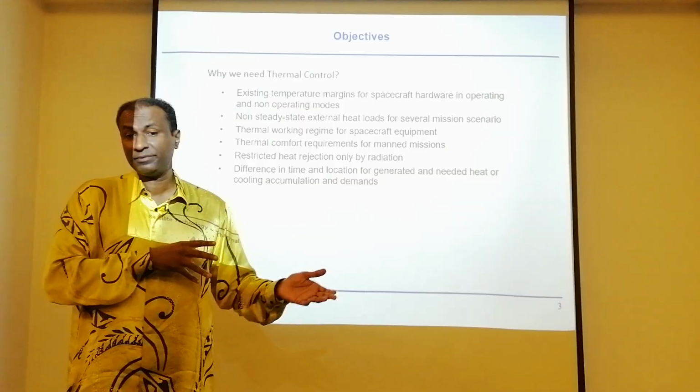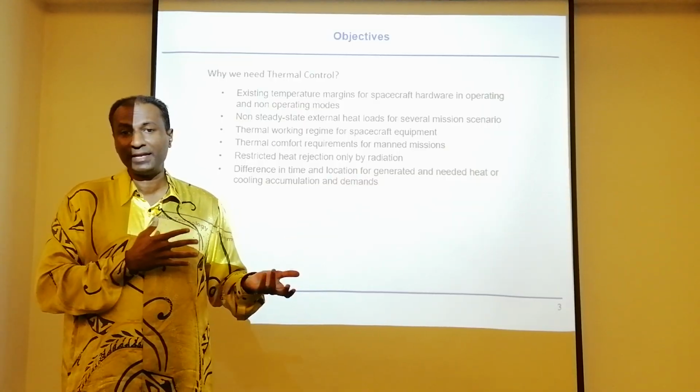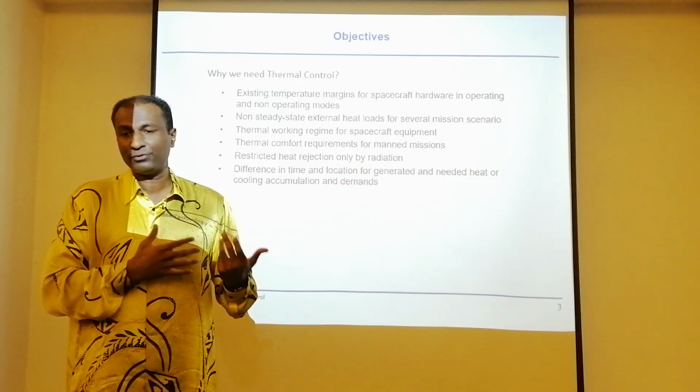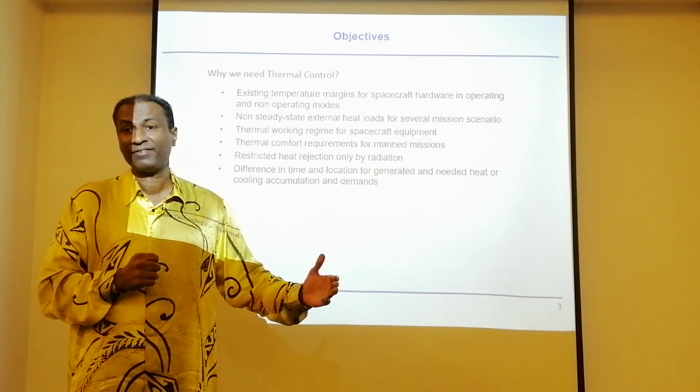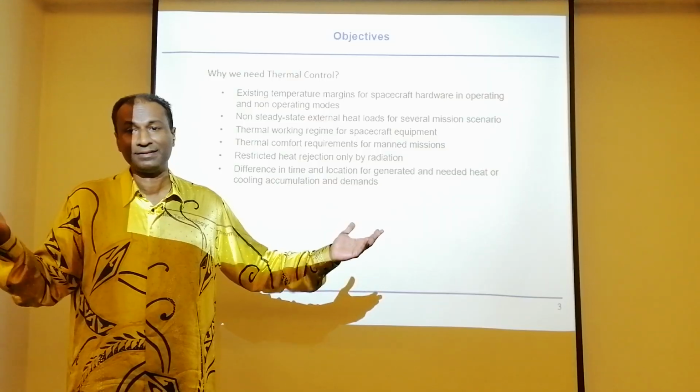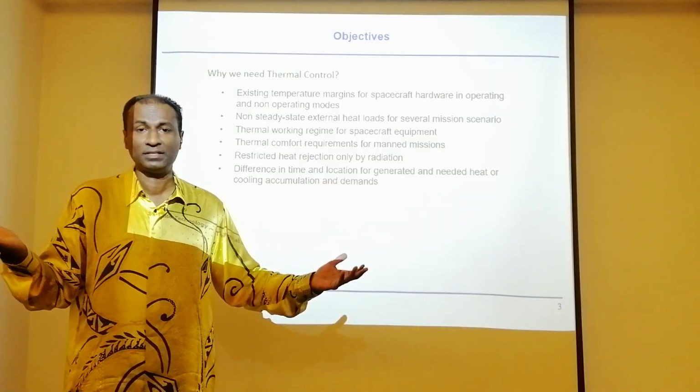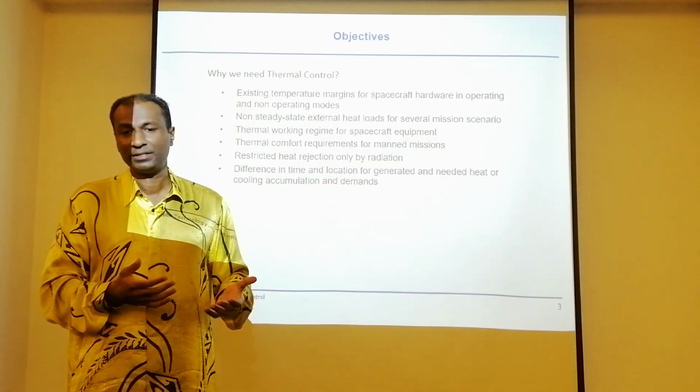Therefore, when you go into eclipse phase, it doesn't mean you don't need any heat. You do need heat. If you don't control it, you may actually go beyond the minimum temperature. That means you can get very cold, even up to about negative 20, negative 30 degrees. So we can't afford that either.